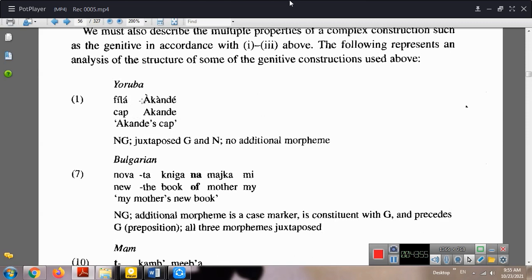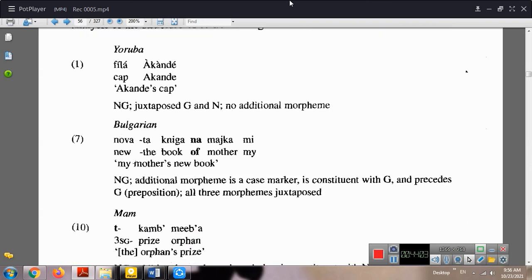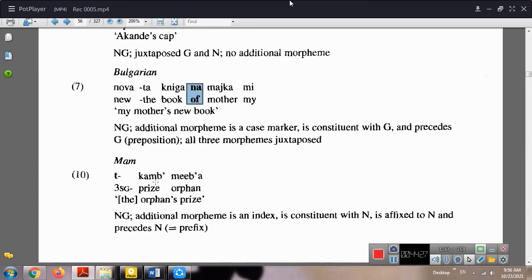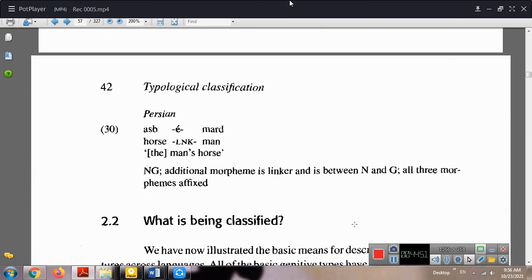Here in Kapakanda, we have juxtaposed genitive and noun, no additional morpheme. In Bulgarian, which is my mother's new book, we have na, we have no genitive. The additional morpheme is a case marker here, a constituent with genitive and preceded by the genitive preposition, all three morphemes juxtaposed. Here we have third person singular, prize, and orphan. Here we have no genitive, the additional morpheme is an index. Here is a constituent with n, affixed to a noun and preceded by noun or prefix.